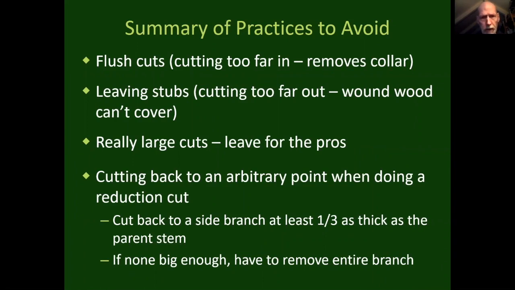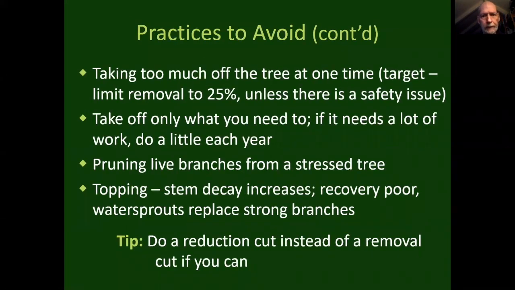If you're doing a reduction cut, don't cut it arbitrarily. Find a place where you've got another branch coming off that's at least a third the size and make the cut just above that. Don't take too much off the tree at one time. 25%, maybe 35%. Come back and get the rest the next year or the year after.